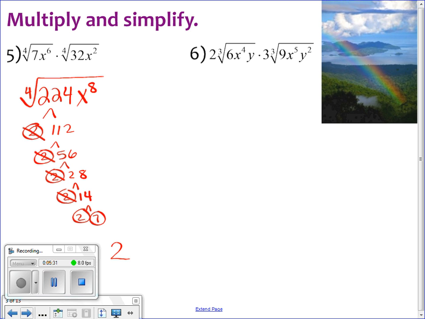What do you do with the leftover stuff? You put it back in. So I'm going to have this 4th root of, what number goes under there? 14. Good, you get a 2 and a 7 left over. All right, and then we also had an x to the 8th. How do we simplify this from yesterday? Remember it was 8 divided by 4 is 2, so x squared.